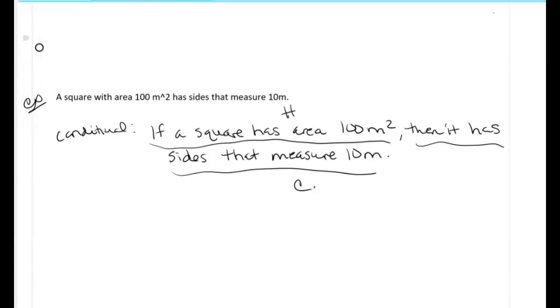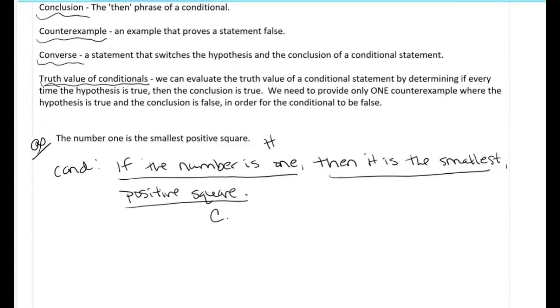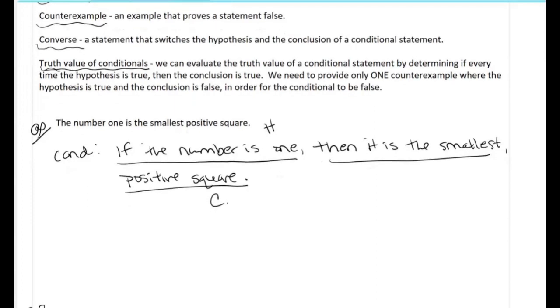Okay, so now we're going to go back up to our first example, and we're going to evaluate the truth value of this. And if we determine that it's not true, we're going to provide a counterexample in order to be able to say that it's false. All right, so if the number is 1, then it is the smallest positive square. Remember that squares, like if we did 1 squared, that would be 1. 2 squared is 4. 3 squared is 9. 4 squared is 16. All right, so if we evaluate that, 1 is the smallest positive number, right? That is a whole number, which could be a square. So this has to be true.